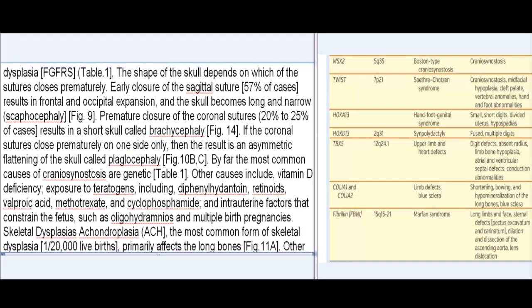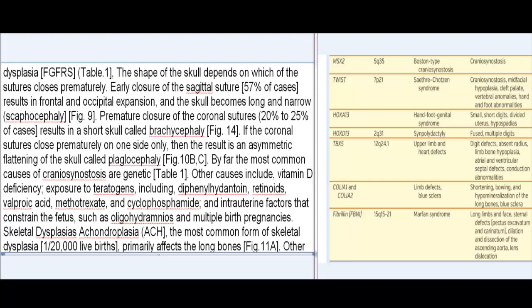Table 8.1. The shape of the skull depends on which of the sutures closes prematurely. Early closure of the sagittal suture, 57% of cases, results in frontal and occipital expansion, and the skull becomes long and narrow, scaphocephaly, Fig. 9. Premature closure of the coronal sutures, 20% to 25% of cases, results in a short skull called brachycephaly, Fig. 10.